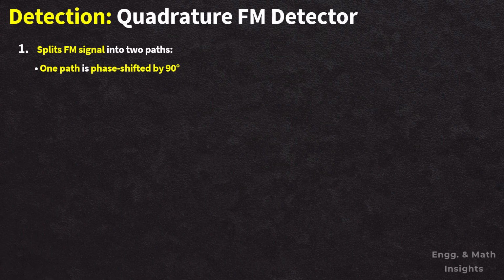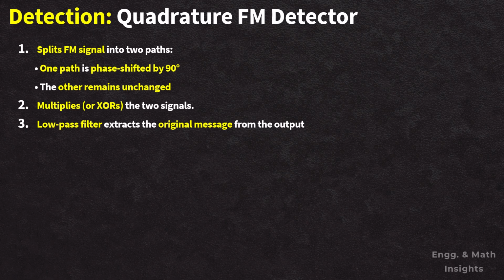One path is phase shifted by 90 degrees and another remains unchanged. These signals are multiplied or XORed in digital form. The result is passed through a low-pass filter to recover the original message signal. This method is widely used in the integrated FM receivers, such as those found in TVs and mobile devices.